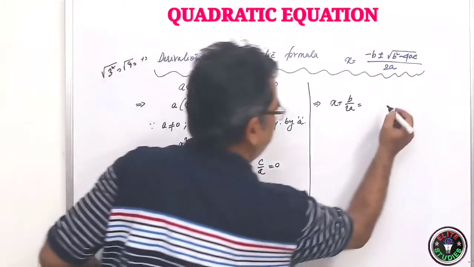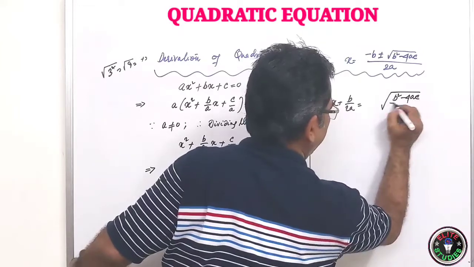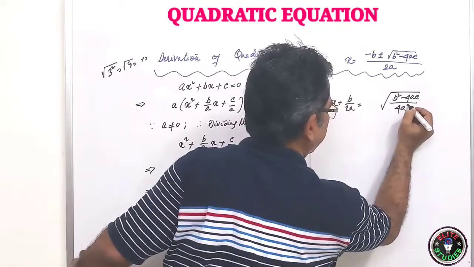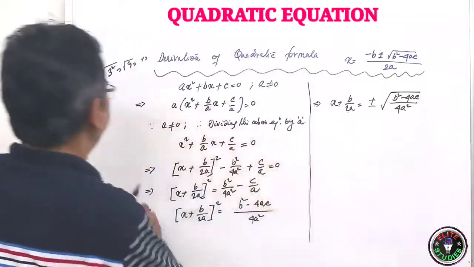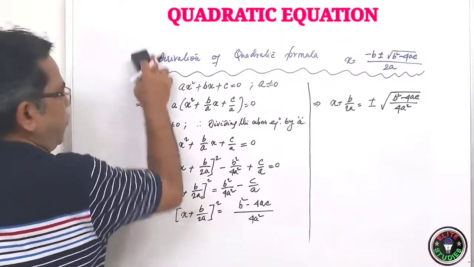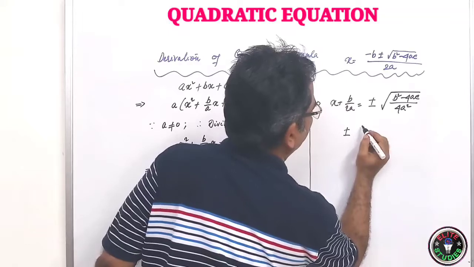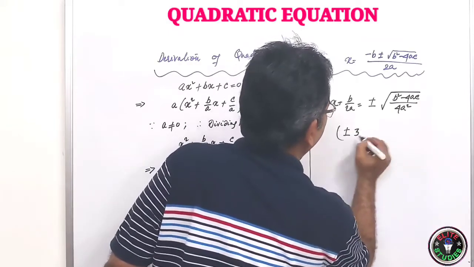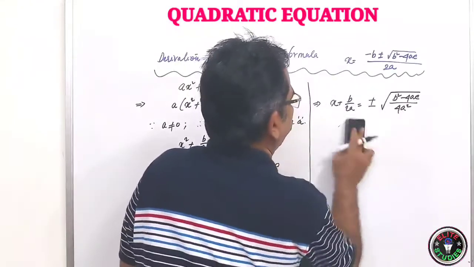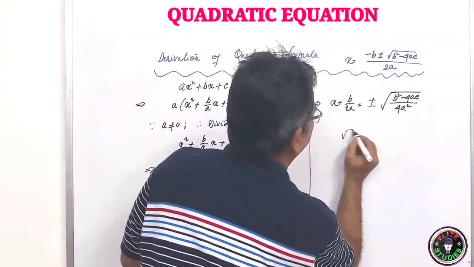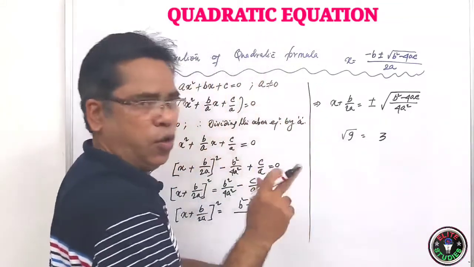If you remove this, it will be root over of b square minus 4ac by 4a square, plus minus. Why plus minus? Suppose you want to find root over of 9. What will you write? We generally write 3, but that is not complete.